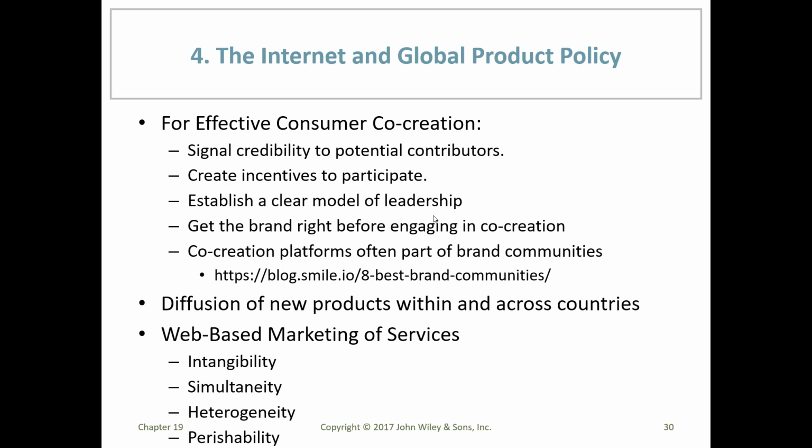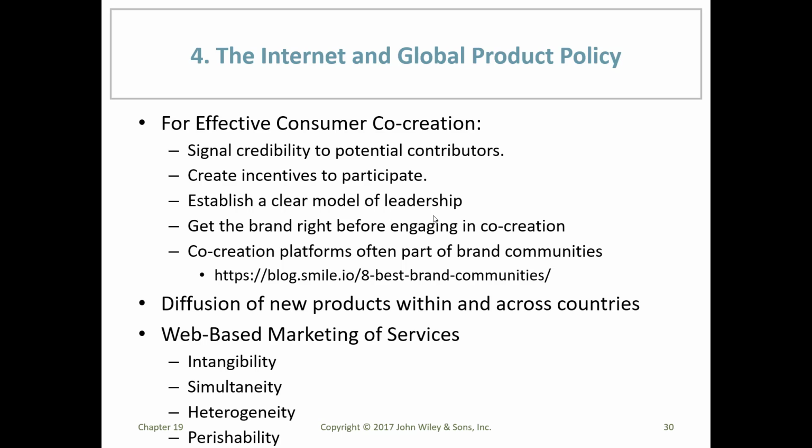We also have heterogeneity, and this basically means there's a higher degree of variation in services than there is in products. If I buy a certain standard product, whether it be a chair or a computer, I'm going to get pretty much the same thing every time. If I go for a haircut, I can go to the salon, but I might get a slightly different experience each time. And perishability, this is the fact that we can't actually save or store the service.